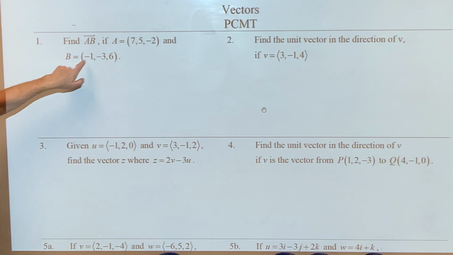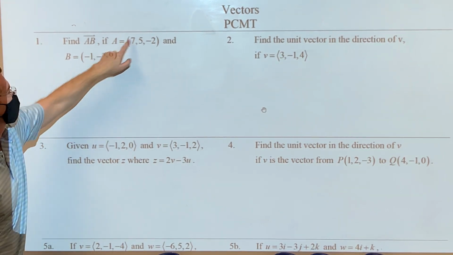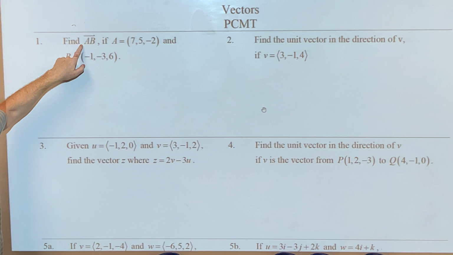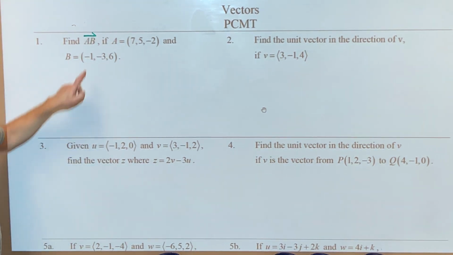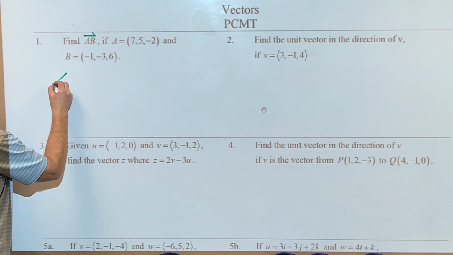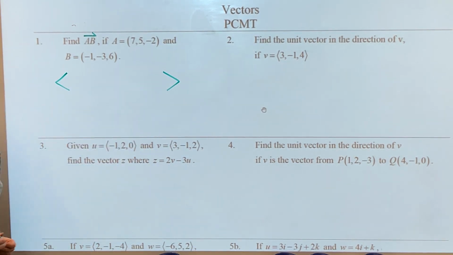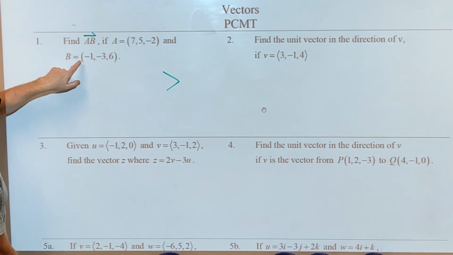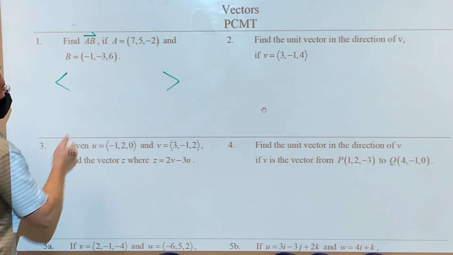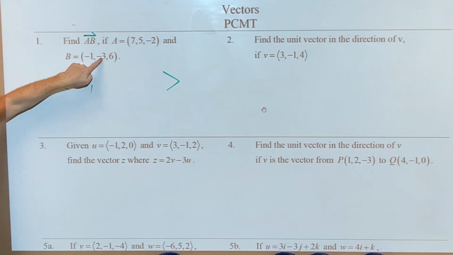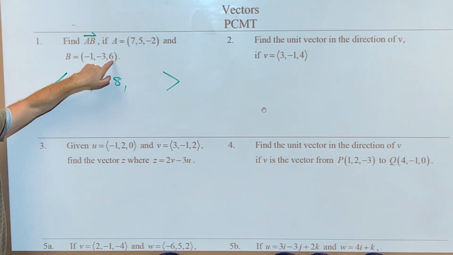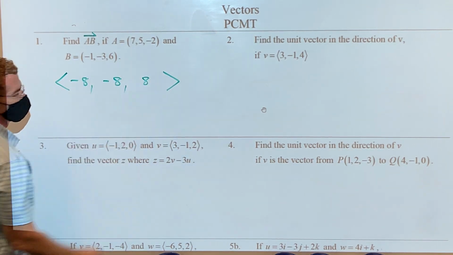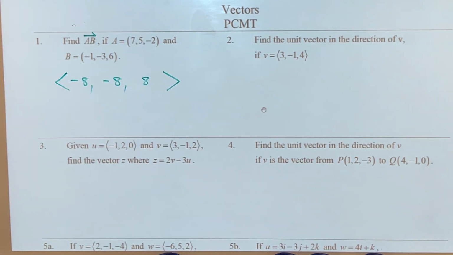So with this, if I gave you these 2 points, I just have an x, a y, and a z, and I'm trying to get the vector AB. So I am terminating where? At the B. So when you find the vector, you're going to do the same thing you did before, but you're just going to do it with all 3 sets of components. So if I terminate at B, negative 1 minus the 7, negative 3 minus the 5, and then 6 minus the negative 2. And you're just going to have 3 components instead of 2.